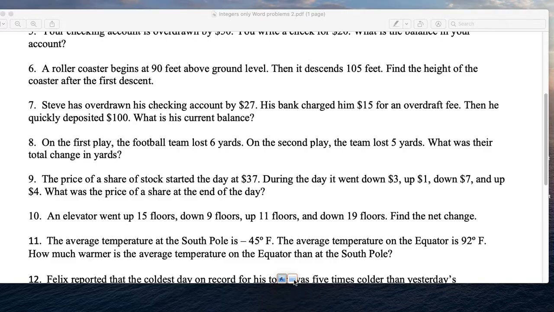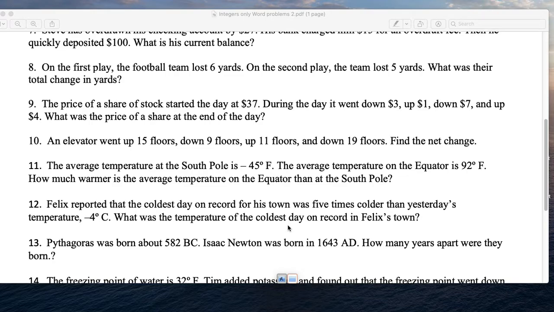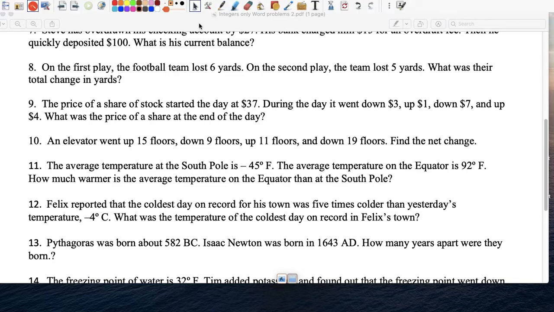An elevator went up 15 floors, down 9 floors, up 11 floors, and down 19 floors. Find the net change. So it doesn't matter where you are. It doesn't tell you where you are, but it tells you that you went up 15 floors. So let's write plus 15. You went down 9 floors, or minus 9. You went up 11 floors, or plus 11. And you went down 19 floors. So how much up and down did you travel? I mean, what is the net change here?